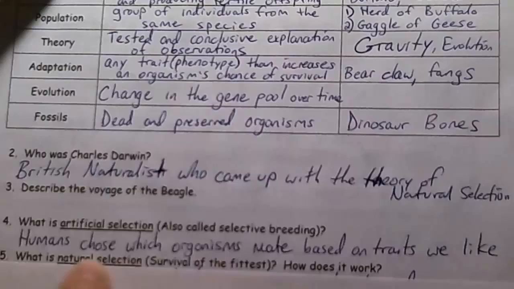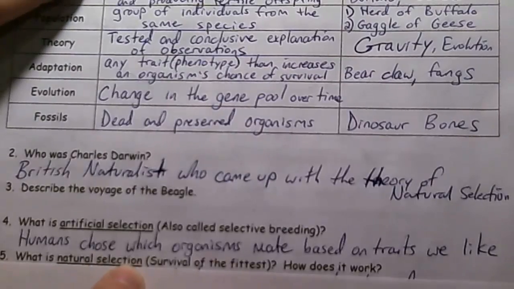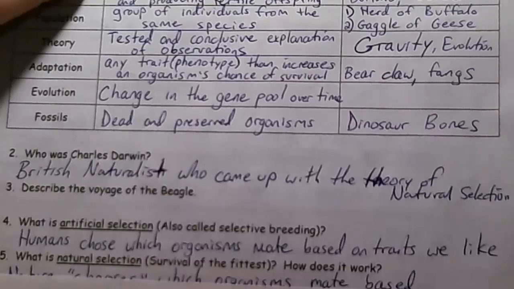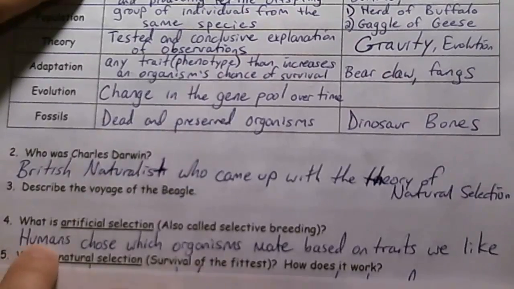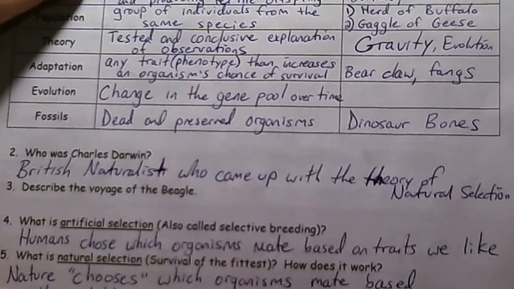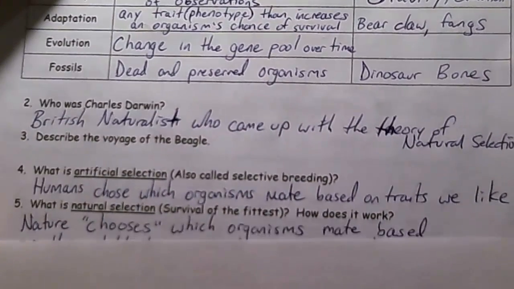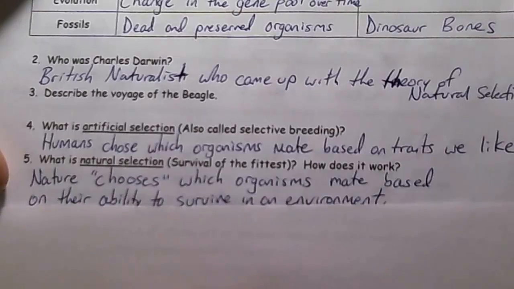What is natural selection? Charles Darwin, even though he came up with his theory of natural selection a long time ago, decided that natural selection should always be compared to artificial selection. So if artificial selection is where humans choose, natural selection is where nature, quote unquote, chooses which organisms get to mate based on their ability to survive in an environment.